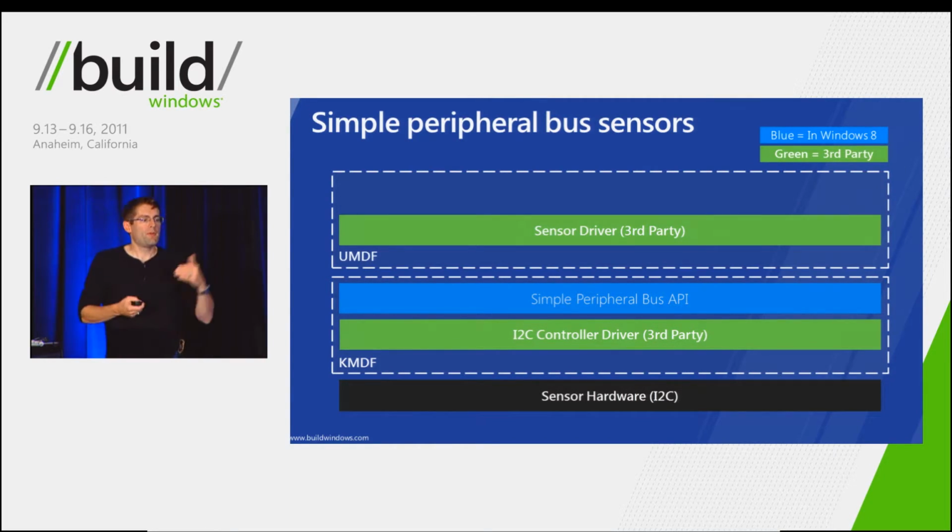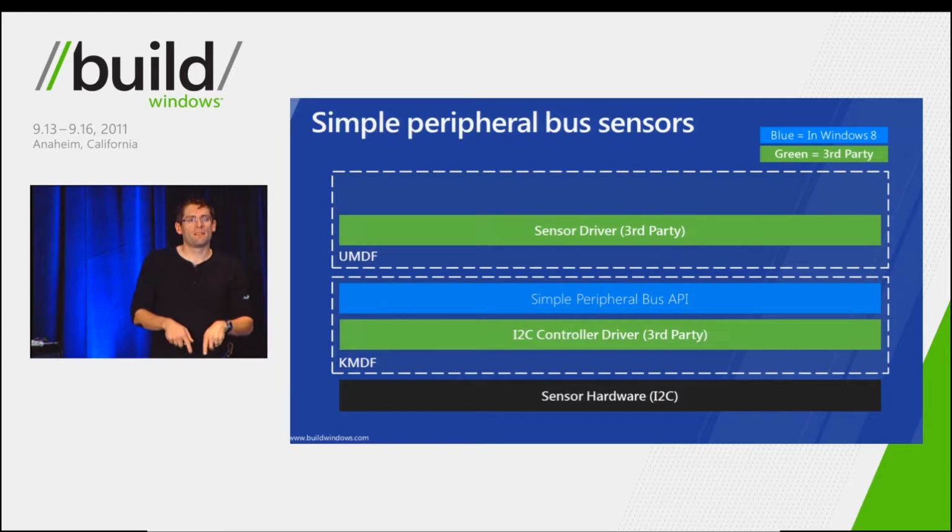So if we want to write a driver, that's where our driver sits, up in UMDF, and it also interacts with these simple peripheral bus APIs. So if we want to directly access an I2C sensor, we can actually do that on Windows 8. This wasn't possible in Windows 7, and that was what really caused a lot of the big challenges that we had wiring things up and supporting things end to end. So this is big news for our ODM and OEM and IHV partners.